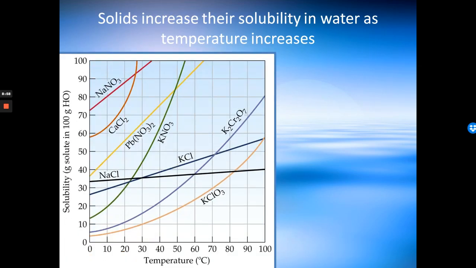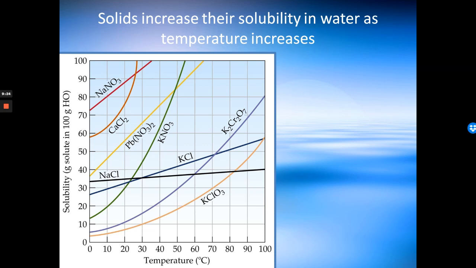Solids increase their solubility in water as temperature increases. We'll talk a little bit about that later on. That has to do with colligative properties. You increase the kinetic energy of things. They bump into each other more often, more frequently. As a result, when they collide, they can dissolve easier. And there are some other things that help things dissolve better too. But increasing temperature is one way to increase the solubility of things.